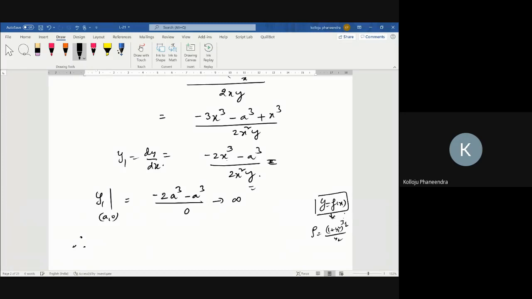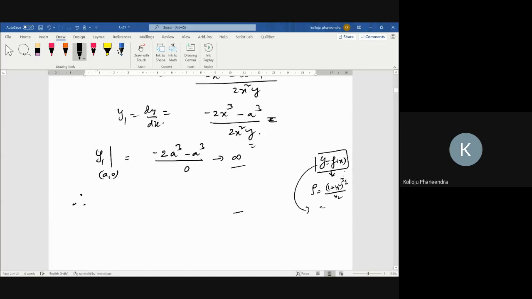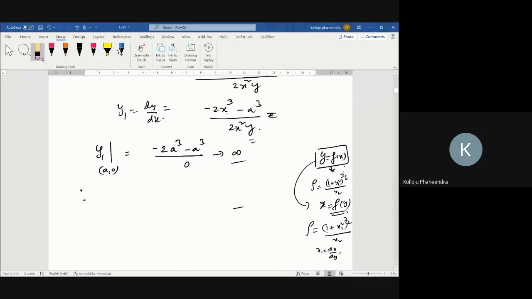But for the curve y equal to f of x, if y1 is undefined, then express this curve as x equal to function of y. Rewrite this equation as x equal to function of y. Then the rho value now becomes 1 plus x1 square whole power 3 by 2 by x2, where x1 stands for dx by dy. X2 stands for d square x by dy square. Just interchange.